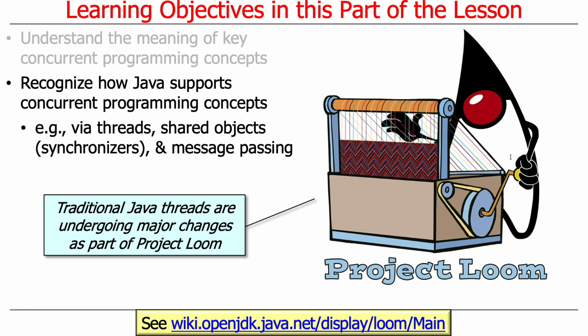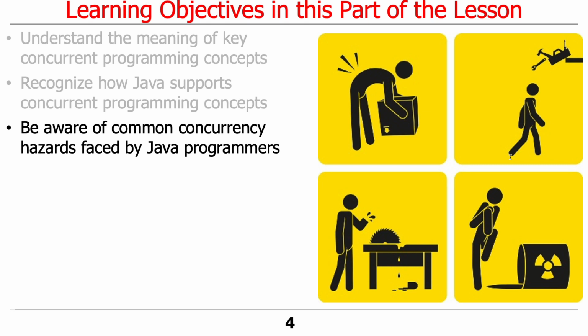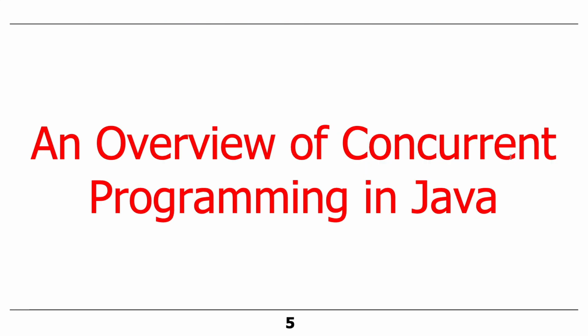We'll also talk about traditional Java threads and modern Java threads, which are so modern that they aren't even part of the Android environment or even the off-the-shelf Java environment. But I'll tell you how you can learn more about them. They're in something called Project Loom. And we'll also talk briefly about some of the common concurrency hazards that Java programmers face in practice.